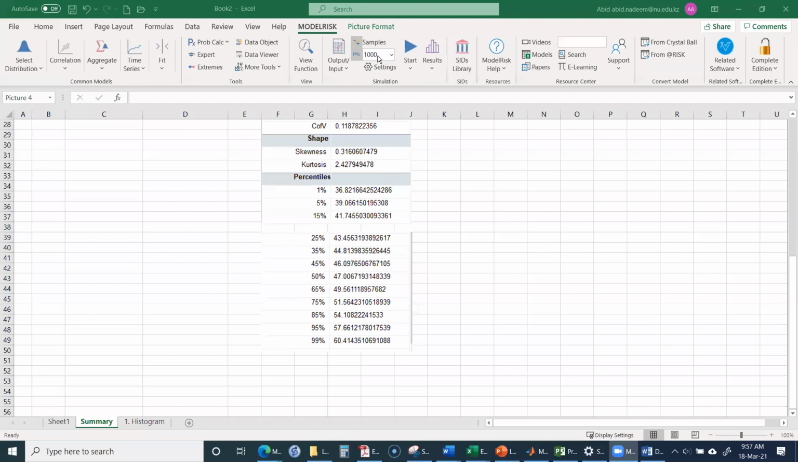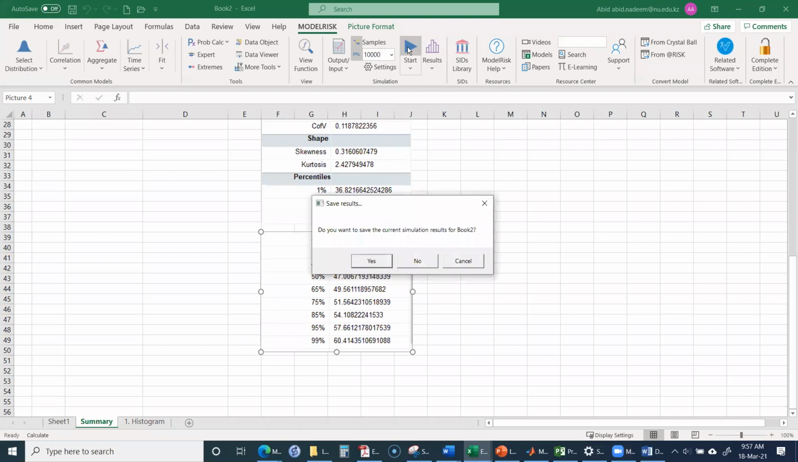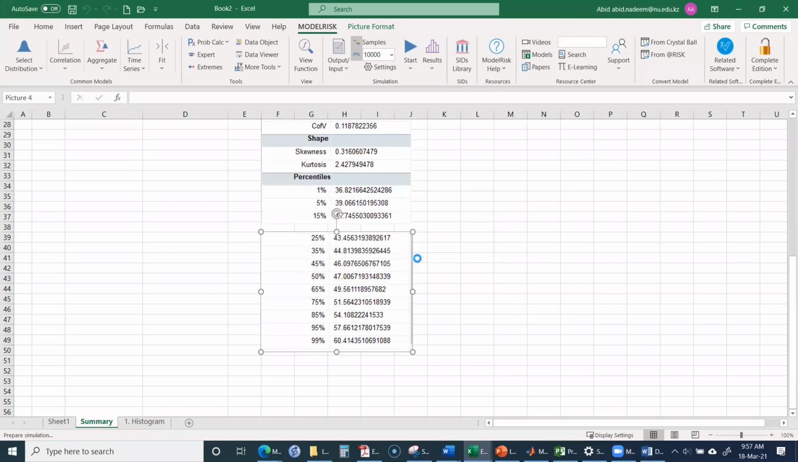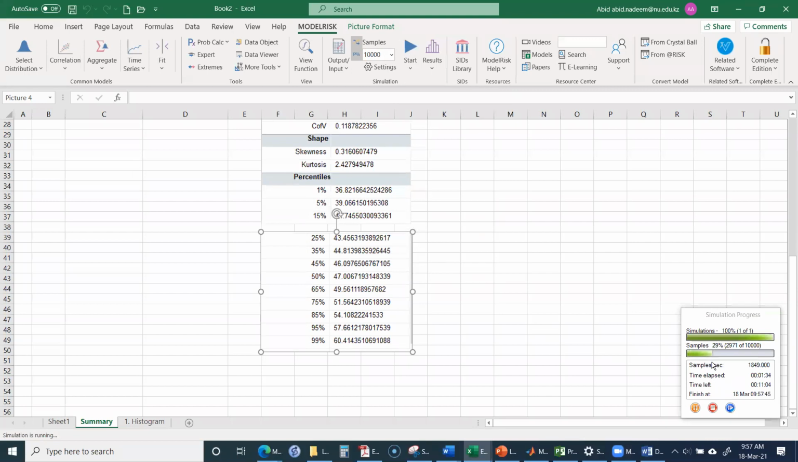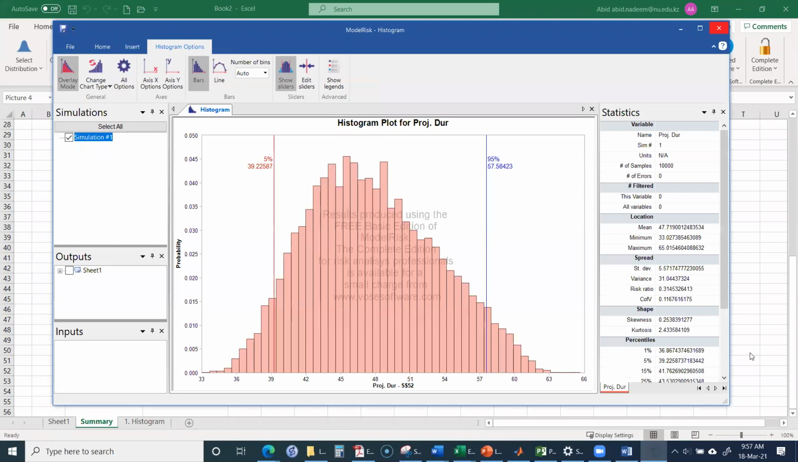And then maybe if you want to run the simulation a second time, you can run it for 10,000 samples, which is quite a lot. It will take a little bit longer depending on the speed of your computer. It asks, do you want to save the current simulation results? I already have saved it, so I don't need to save it. So you can select no, and then it will now run the simulation. You see, it is going to take a few more seconds. Anyway, it will be producing results.